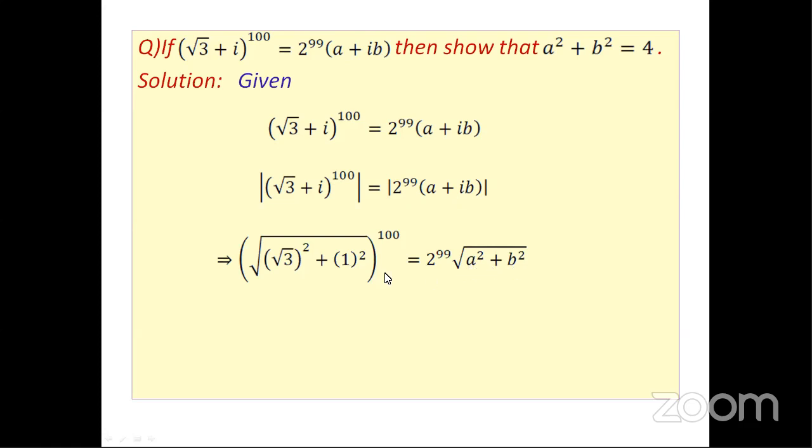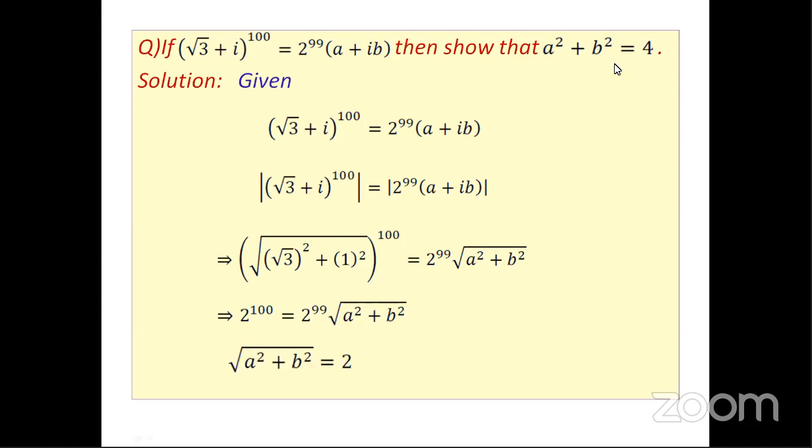Now, under the root, √3 whole square will be 3, right? And this is 1. 3 plus 1, 4. 4 under root will be 2. So you will be taking 2 power 100 on your left-hand side. 2 power 100 is equal to 2 power 99 into root of a square plus b square. Now 2 power 100 by 2 power 99 will give you only 2, isn't it? So we will have root of a square plus b square is equal to 2.